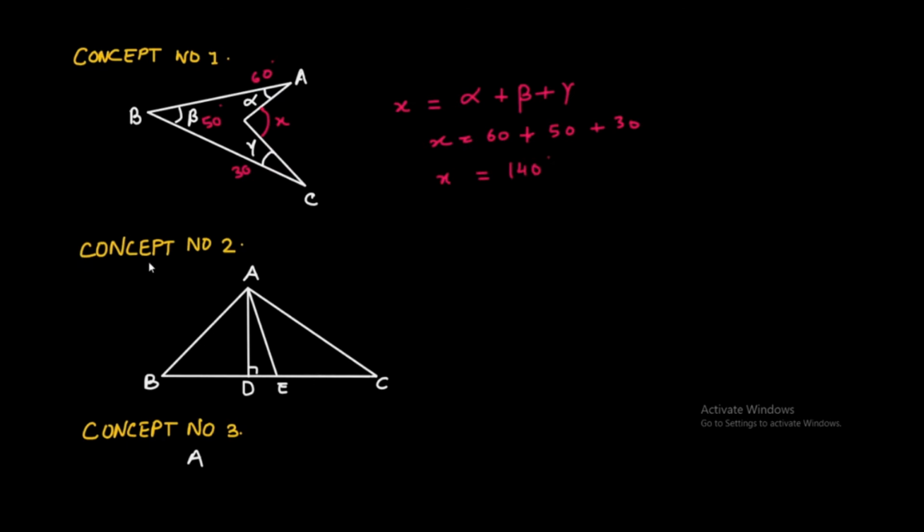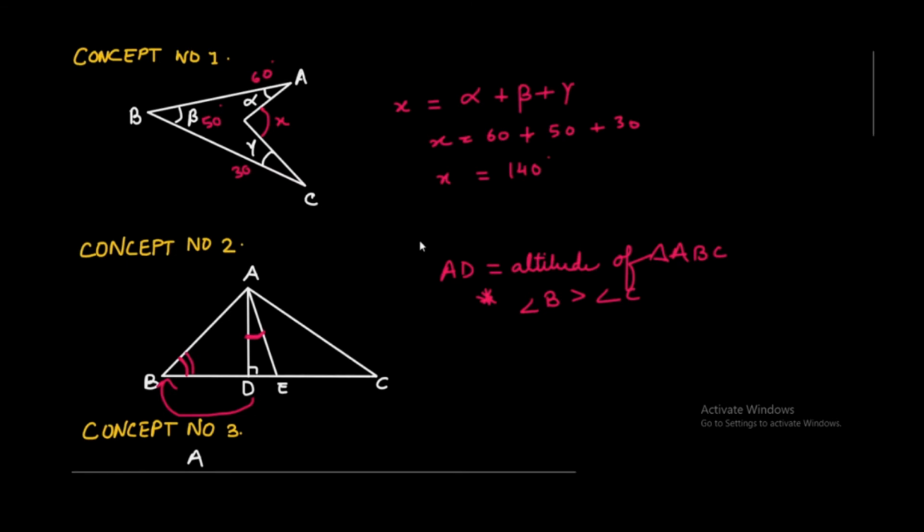Now if we talk about concept number 2, the main thing to observe is that this AD is the altitude of triangle ABC. We can observe that this altitude is close to angle B, so we conclude that angle B is greater than angle C. It is a concept to remember basically: if the altitude is close to the angle, that angle is greater.